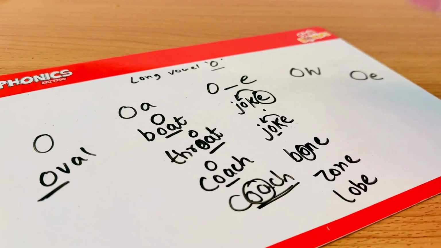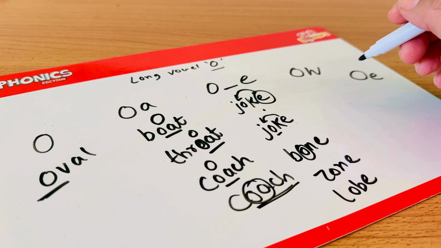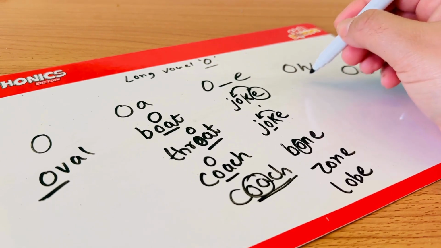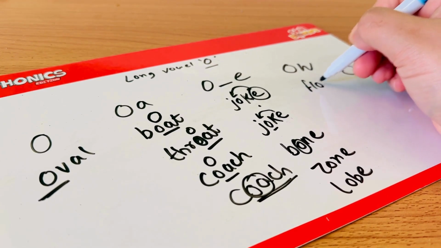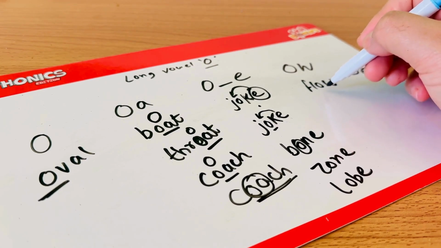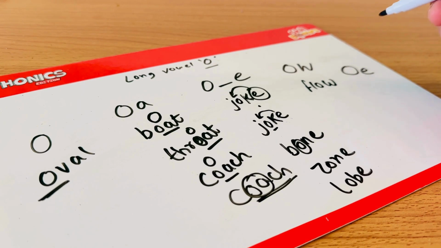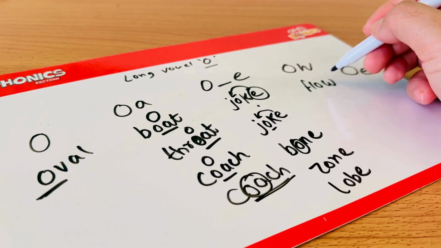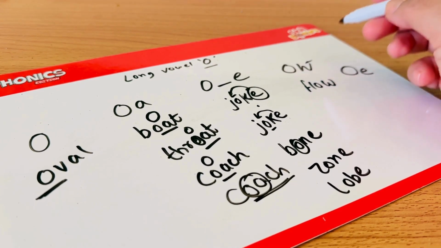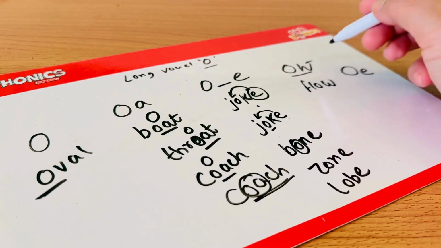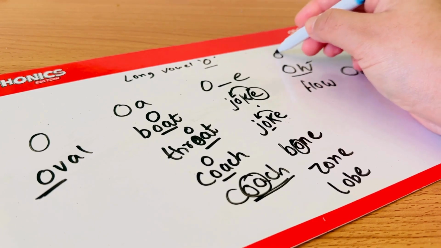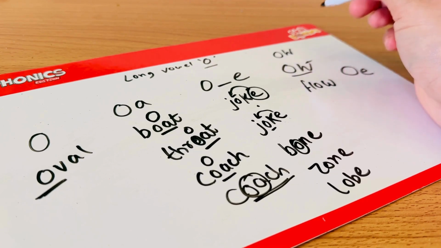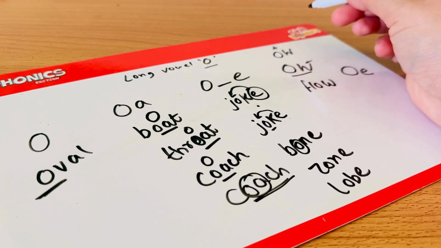Now let's look at some of the examples of O and W. Flow. Are we by any chance saying O, W? No, we are saying only one sound, O. Flow. O and W, when coming together, they are making only one sound, O.